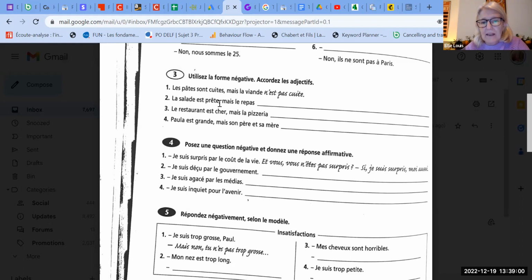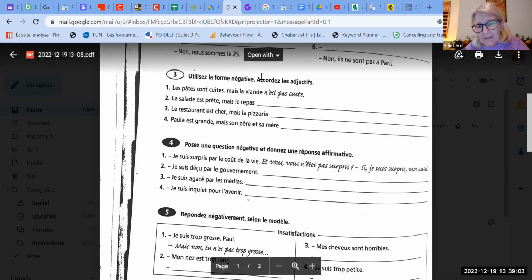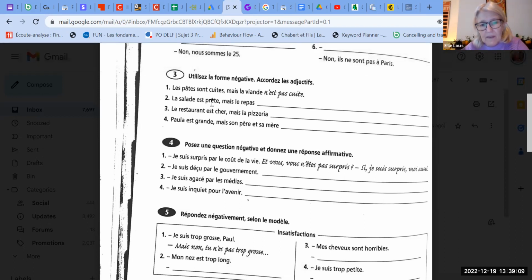La salade est prête. Oh, and also we're agreeing these as well, by the way, that's why we're doing that. So, la salade est prête. Salade is feminine, so it's prête. Mais le repas, can you finish the sentence? N'est pas prêt. N'est pas prêt, because it's le repas, yeah? N'est pas prêt. Or est pas prêt, if you want to just drop the ne.